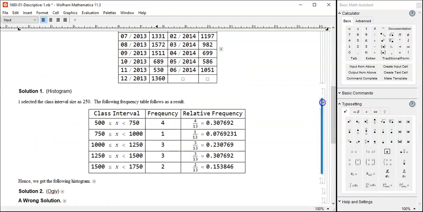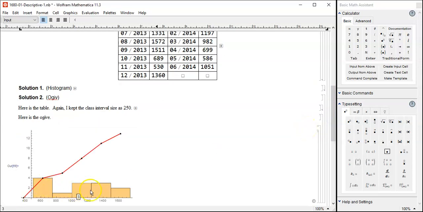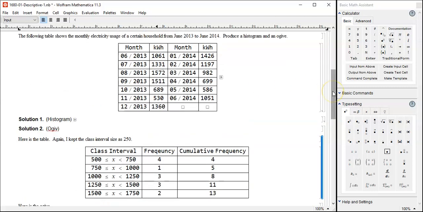Okay, now that we have a histogram, let's produce an OGIF. OGIF comes with a histogram, but I have to get cumulative frequency as well, which will be the line graph. And pretend you don't see it yet. And let's find those out. Same class interval, same frequency, just count those months. And this time, let's find cumulative frequencies.